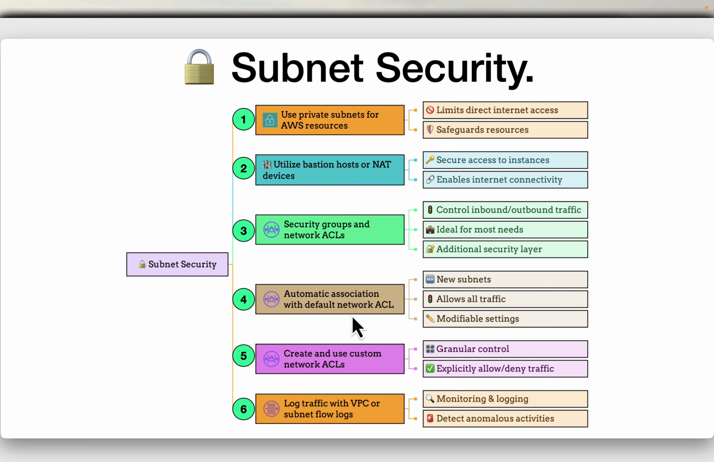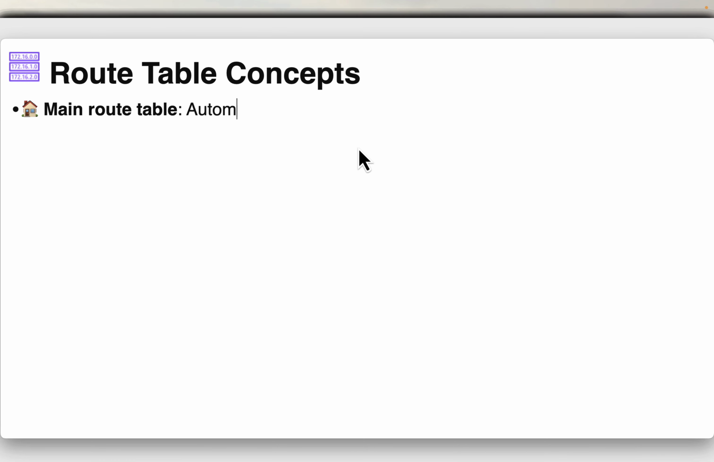Log traffic with VPC or subnet flow logs. Flow logs enable monitoring and logging of network traffic flowing into and out of VPC subnets or network interfaces, and this is crucial for analyzing traffic patterns and detecting anomalous activities. So now we'll see all security related aspects one by one. Route table. First, we'll have route table concepts.